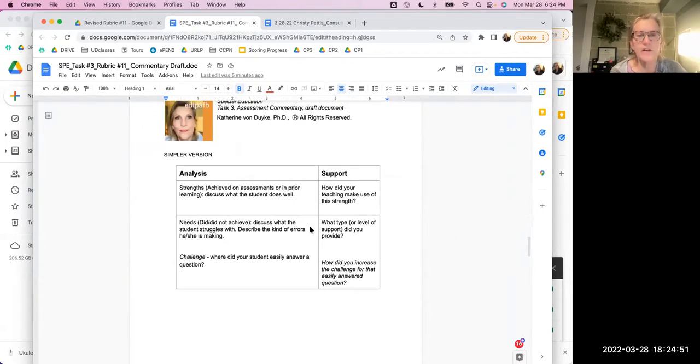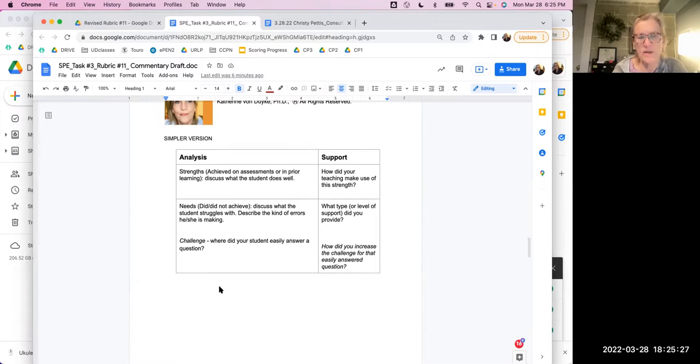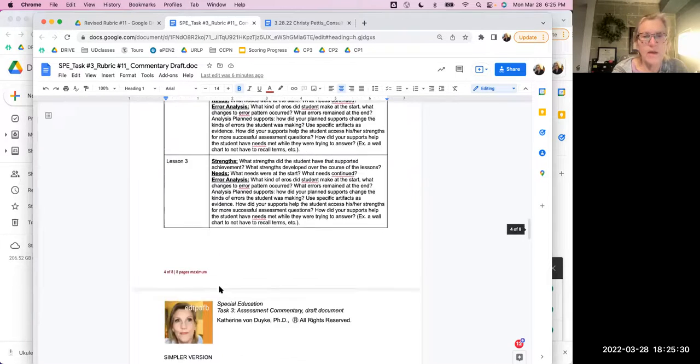So one method here is my simpler version, which just looks at their strengths as you've looked across all those artifacts and noticed what they're doing well. And then you talk about how your teaching made use of that strength. You can look at what they struggled with and what type of support did you provide them. So for instance, maybe they had a hard time using certain technical words in their writing that you were requesting them to do, and they would sort of lose the definitions, and you might have a word wall to support them. And then, how did you up the challenge if a student was easily answering the question? That's another piece that they ask you to document.